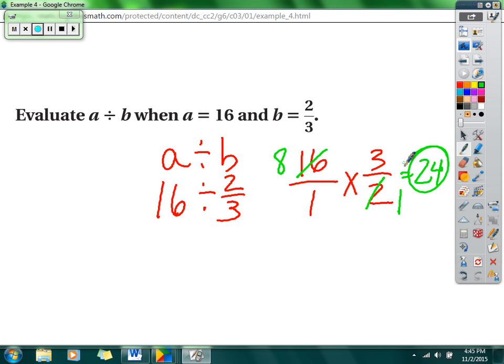All right. At this time, I would pause and do the on your own questions 8, 9, and 10, or whatever you are assigned. Be careful on number 11 because that is a multiplication problem.